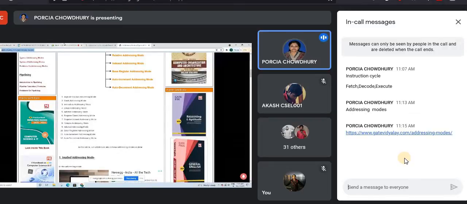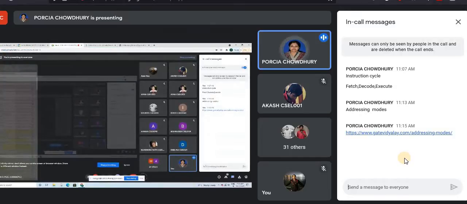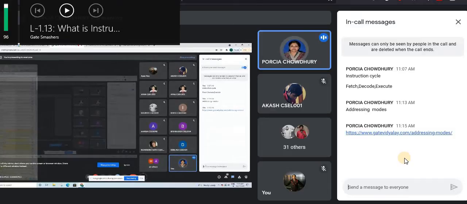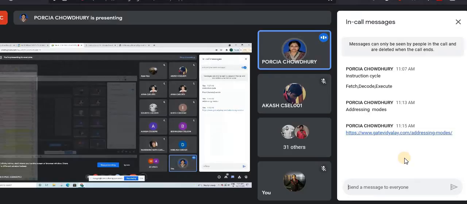So we will start with the first category. The first category is where no address field is used in the instruction. So this is category 1, or maybe class 1. What is class 1? Class 1 means no address field is used in the instruction.